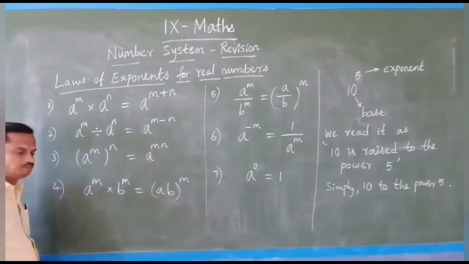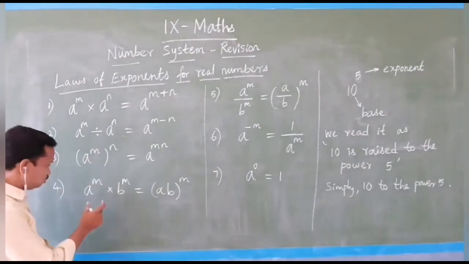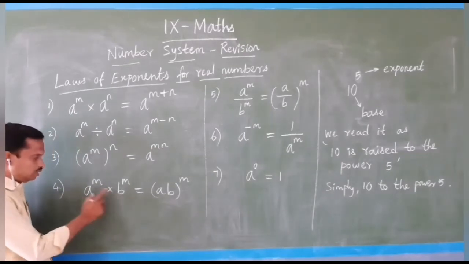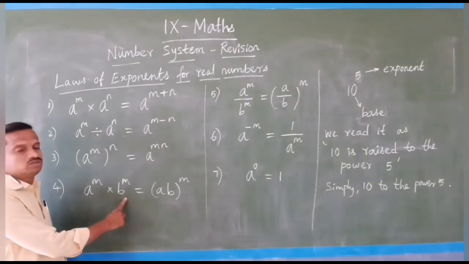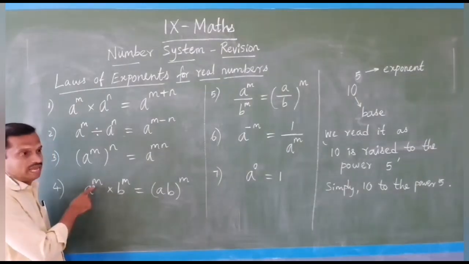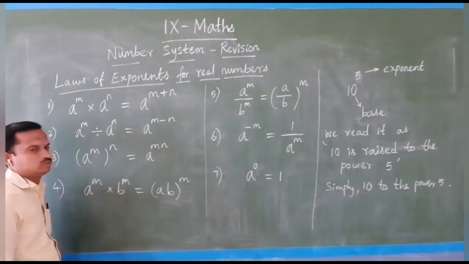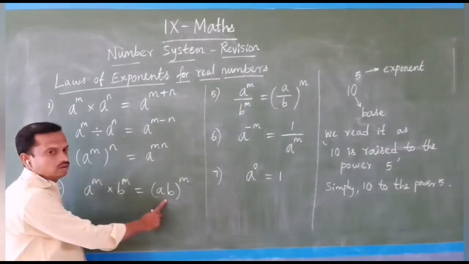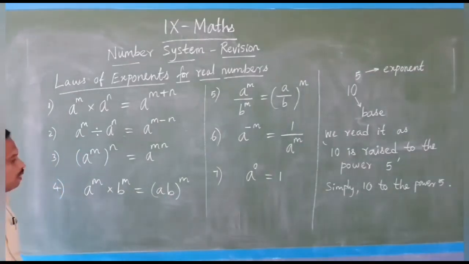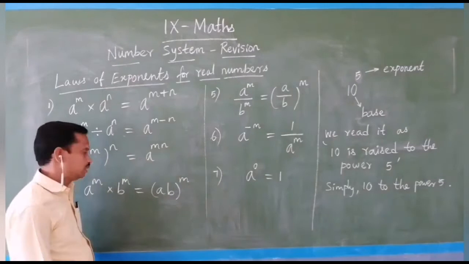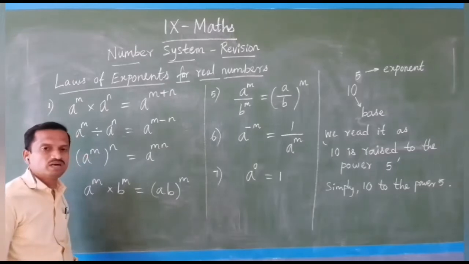And coming to the fourth one, here a power m into b power m. So here you notice that the bases are different, the exponents are same. Here the base is A, here the base is B, whereas the exponents here m, here also m. So different base, same exponent. And this you can write as just multiplying the different bases A into B, that is AB, and put the common exponent. So AB to the whole power m.